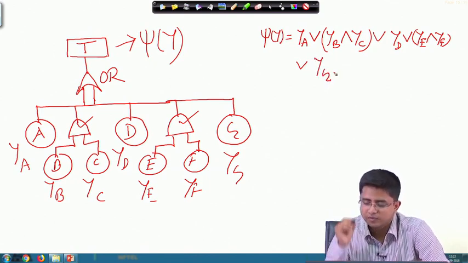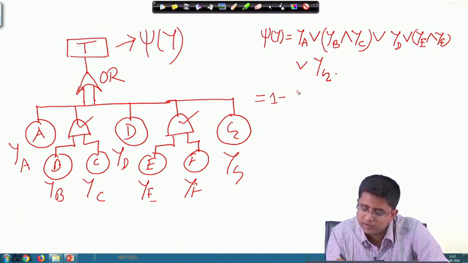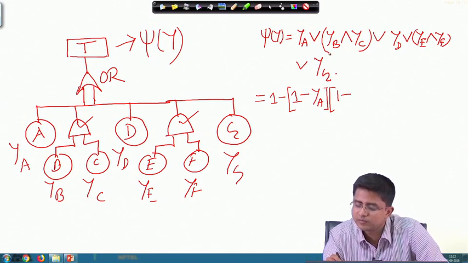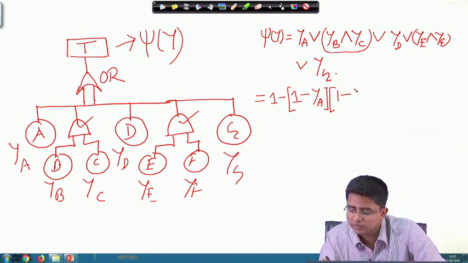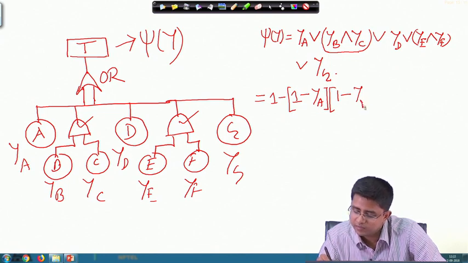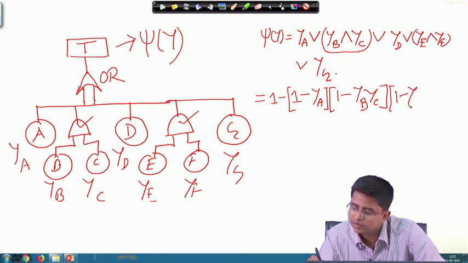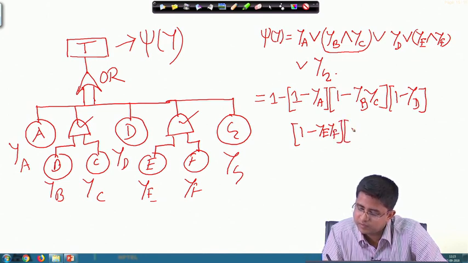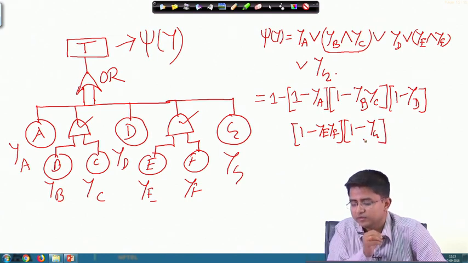So, now in algebraic form we can write 1 minus (1 minus y a) into (1 minus y b y c), as this intersection will directly be multiplied, then (1 minus y d), then (1 minus y e y f), then (1 minus y g).